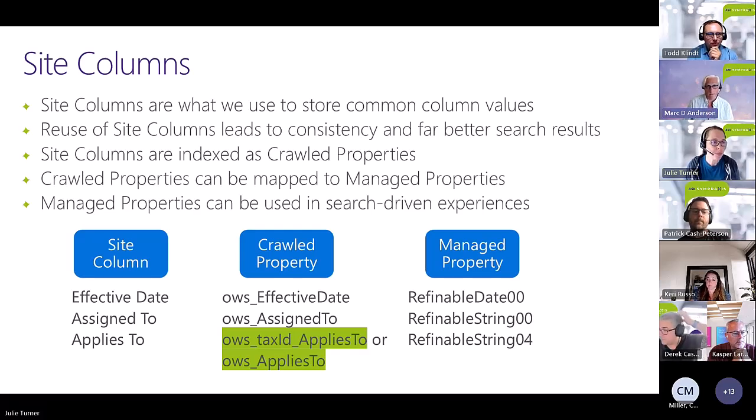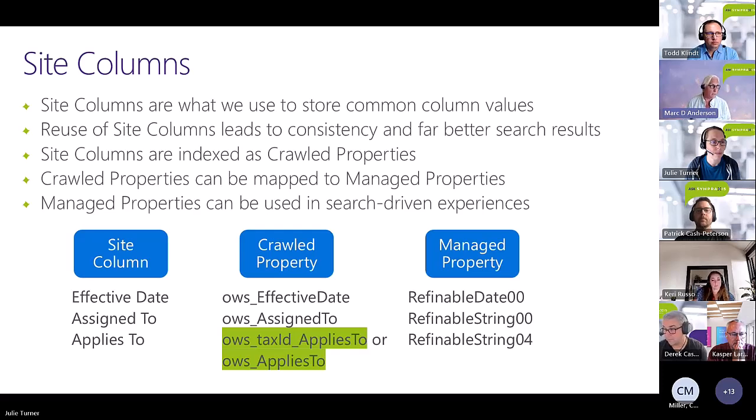So this slide is one that I use when I talk about information architecture. It's generally true about site columns. But when we have a managed metadata column and we want to use it in search experiences as a filter, we need to make sure that site column gets crawled and indexed. So we have to create some items or documents with content in those columns. Those then become crawled properties, and you see in green, I show that this applies to managed metadata column will turn into two different crawled properties.